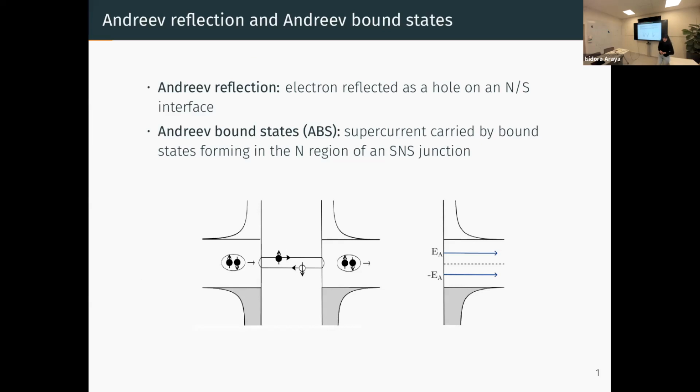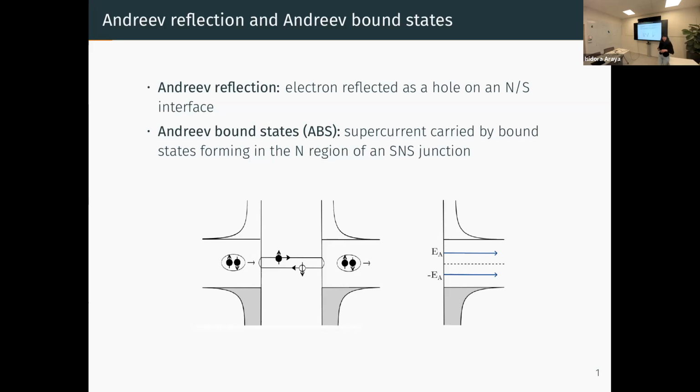Okay, so probably most of you are already familiar with this. In a normal superconducting interface, the basic physics depends on the Andreev reflection. So an electron in the normal region will be scattered back as a hole, and this will lead to a Cooper pair being transmitted into the superconductor.